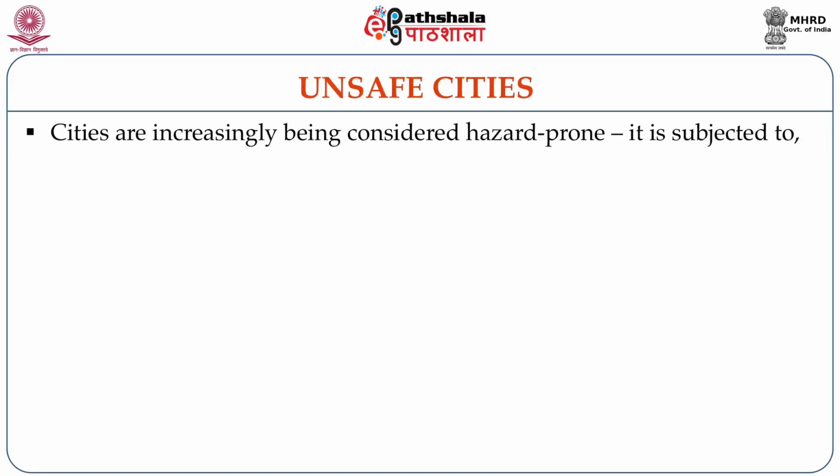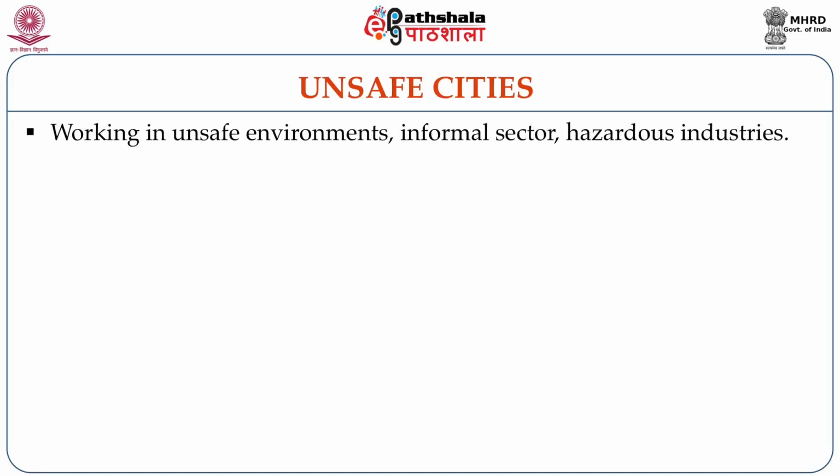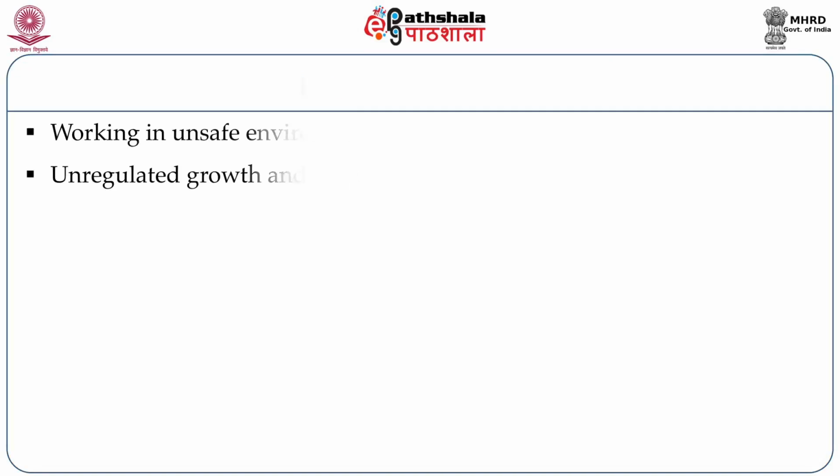Cities are also increasingly being considered hazard prone. They are subjected to land pressure due to conflicting use. Construction of housing in such situations takes place on land that can be considered unsafe, such as waterlogged or low-lying areas. Poor quality and unsafe construction means that houses are at risk of fire hazards, and they're also at risk of collapse. Informal sector and hazardous industries are often coinciding with places where people also live, unregulated and exposed to all forms of hazardous chemicals and other emissions.